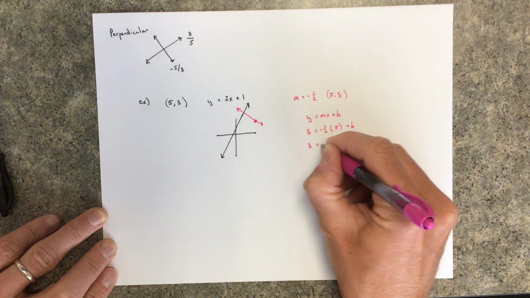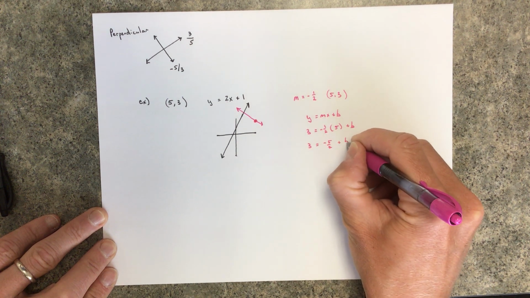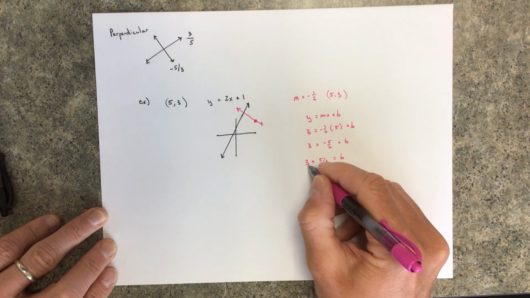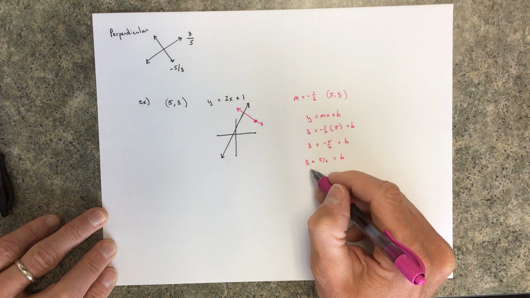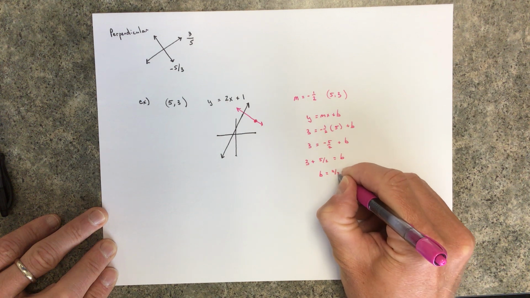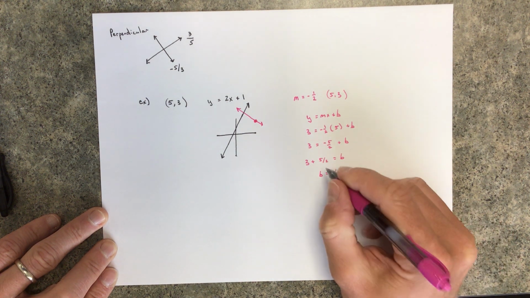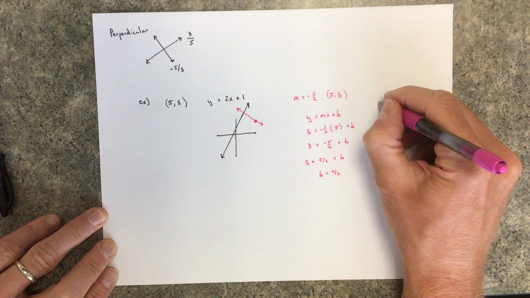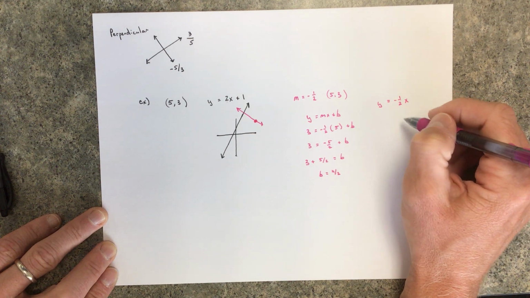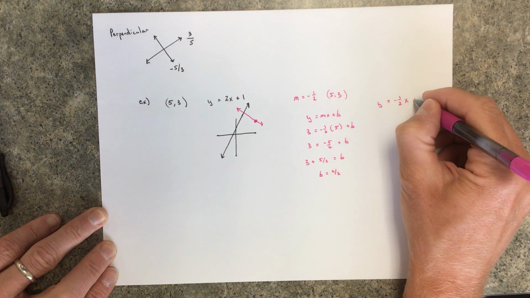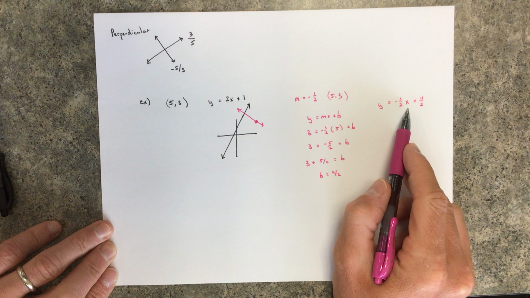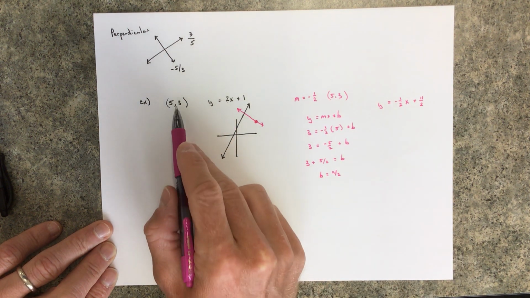So this is 3 equals negative 5/2 plus b, and I'm going to add 5/2 to the other side. 3 is really 6/2, right? 6/2 plus 5/2 is 11/2, so b is 11/2, or as a decimal it would be 5.5, right? 2.5 plus 3. And so then the equation of this pink line has a slope of negative 1/2. So then the equation is y equals negative 1/2 x plus 11/2. Okay, so this line is perpendicular to this line, and it goes through this point.